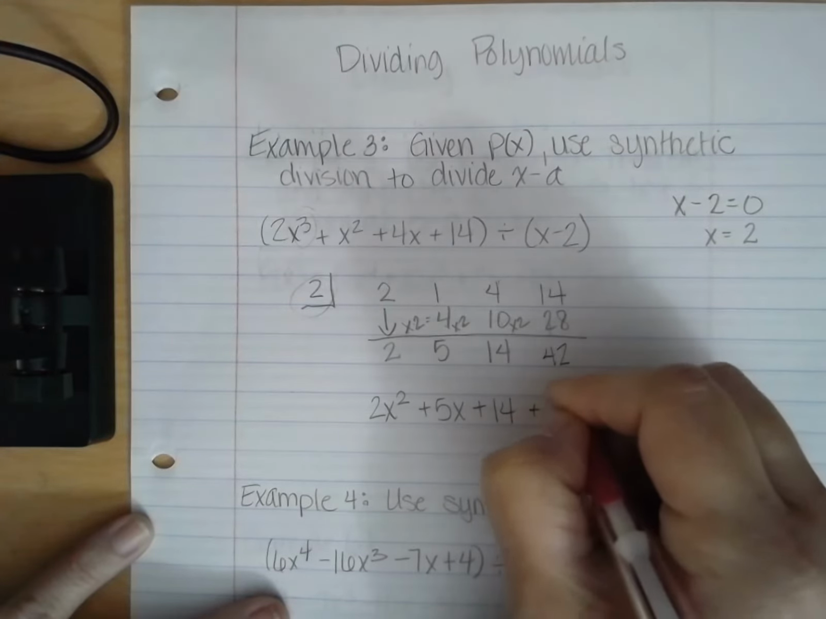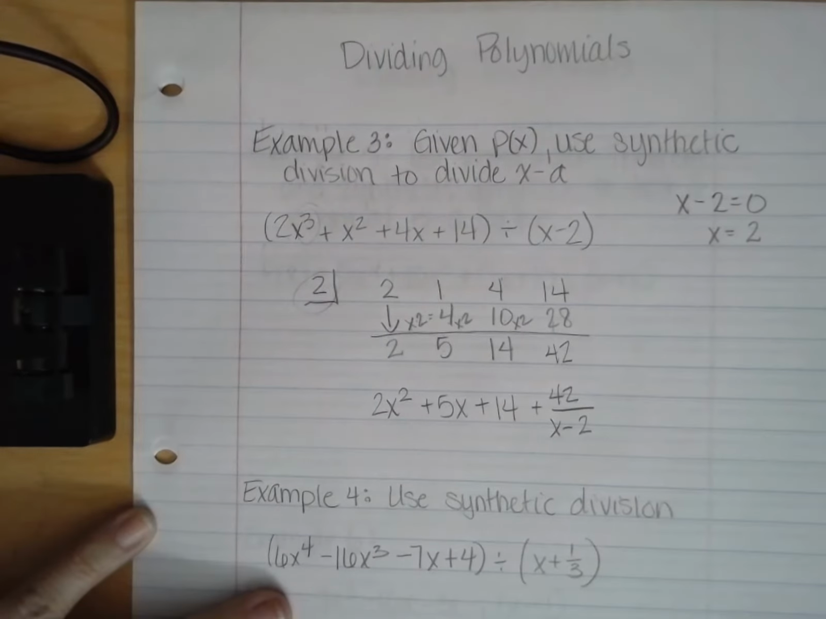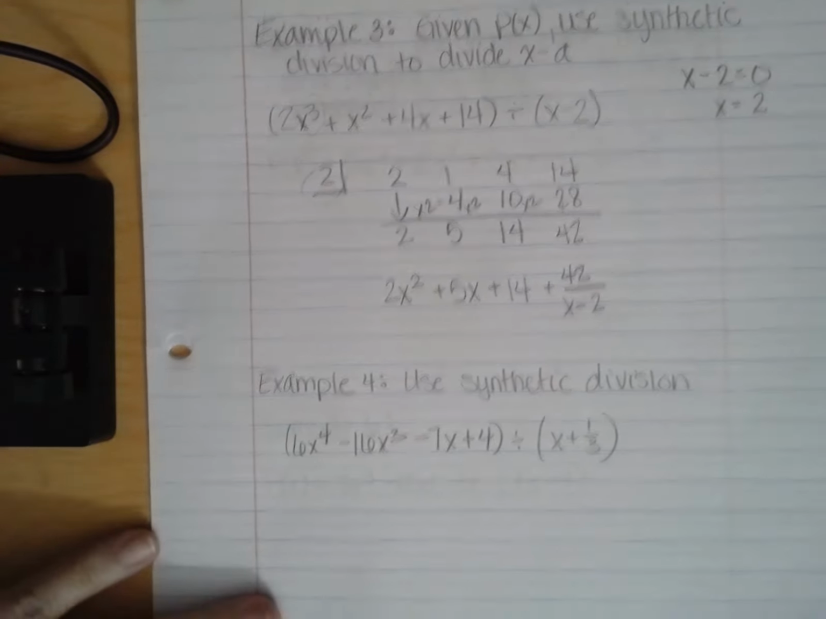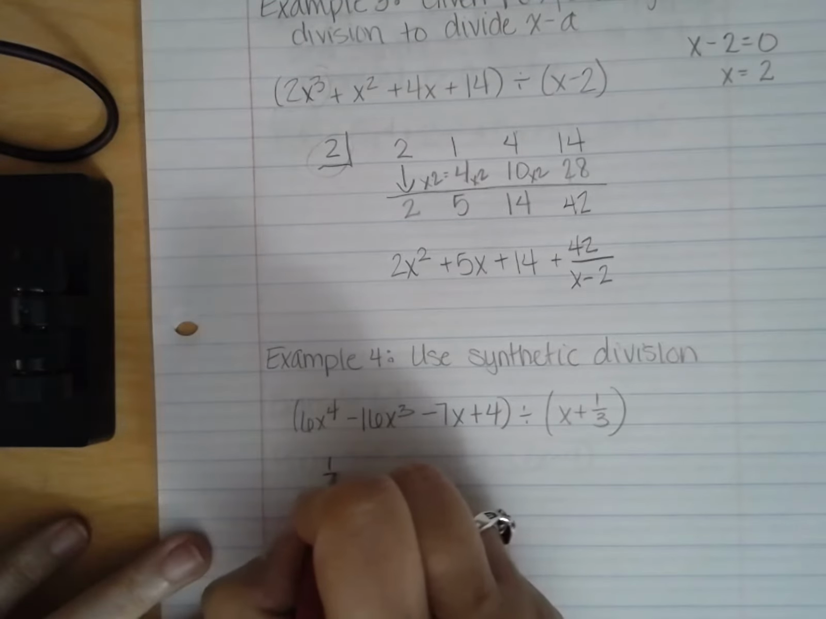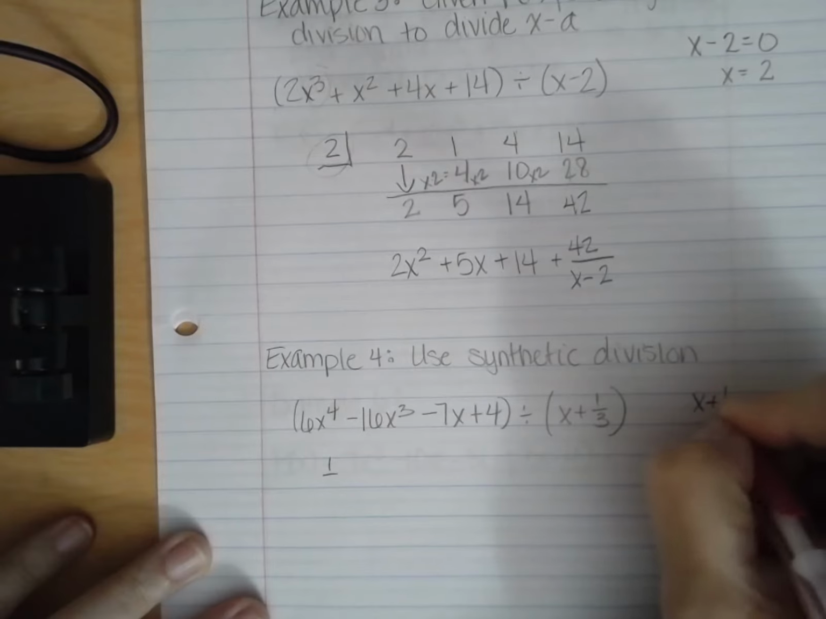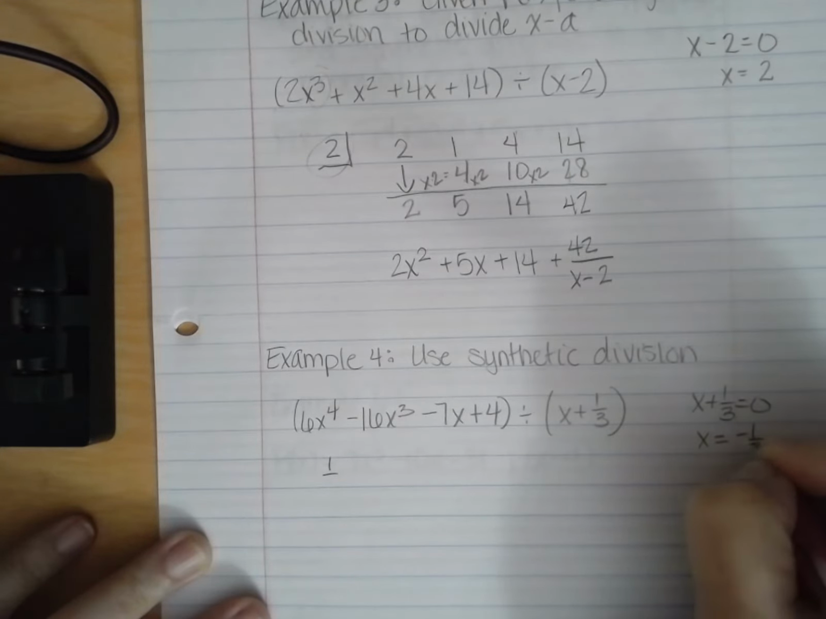And then we have 42 out of x minus 2. And that would be our answer. Okay. Synthetic division on this one, same kind of thing. We have x plus 1/3 equals 0. So x is negative 1/3.